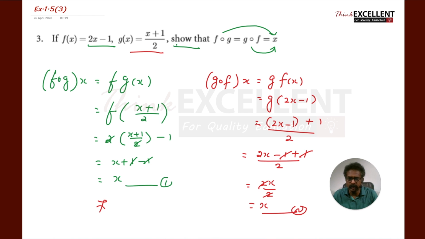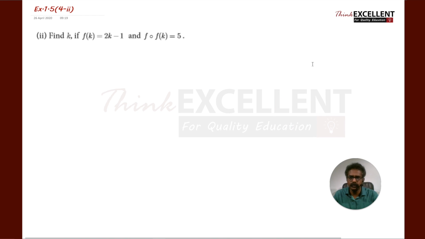So now again you can say from 1 and 2, in this case, you are getting both answers the same. F composition g equal to g composition f is equal to x. This is what they asked us to prove. It's a very simple question. Now we go for another question.